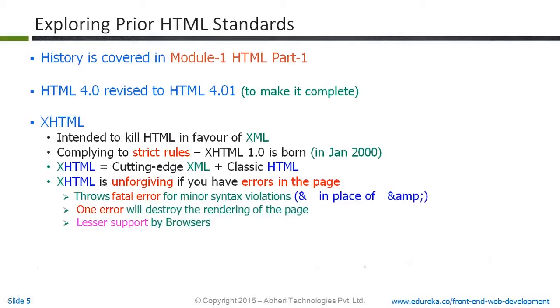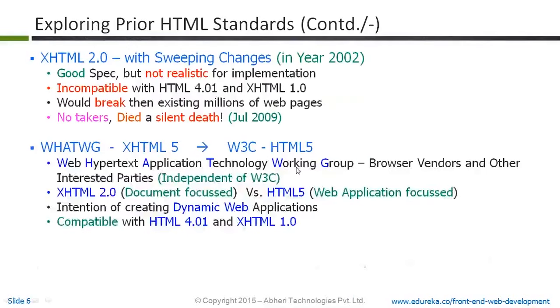Because of this very strict nature of XHTML, not many browser vendors adopted it, so it was not well supported by the browsers. Obviously, all users view the web through browsers, and if the browser does not support it, users don't use it. It started in January 2000. After receiving the feedback, they started working on XHTML 2.0, and they made sweeping changes.